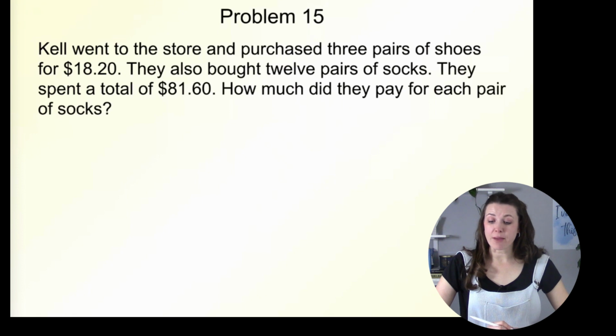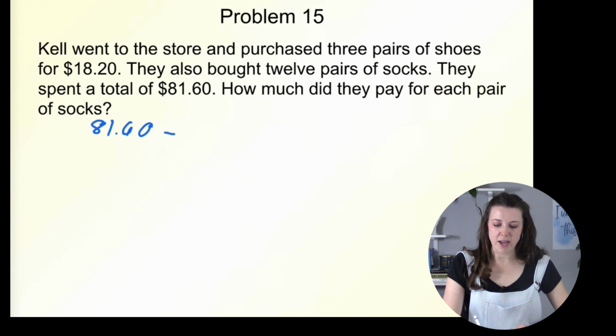Cal went to the store and purchased 3 pairs of shoes for $18.20. They also bought 12 pairs of socks. They spent a total of $81.60. How much did they pay for each pair of socks? Okay, so we're just going to create another equation. So we're going to start with the $81.60 that they spent.